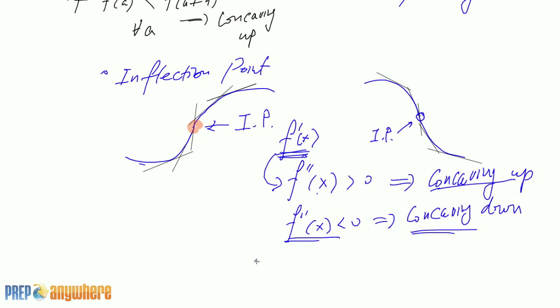Okay. And if the second derivative is equal to 0, it's potentially, not always, but potentially an inflection point. Potentially. This is kind of like a critical number. Remember critical numbers? If it's equal to 0, it's potentially a local maximum or minimum, but it doesn't have to be. It's like that too.